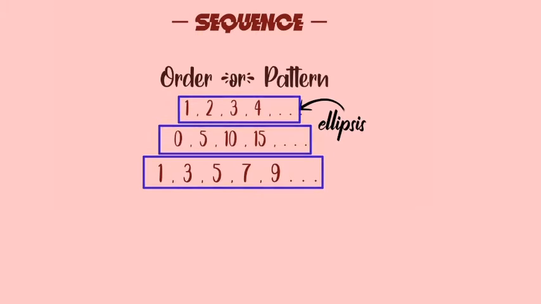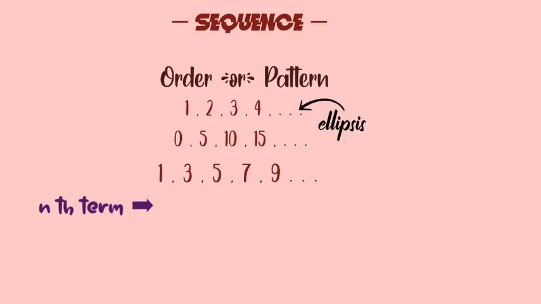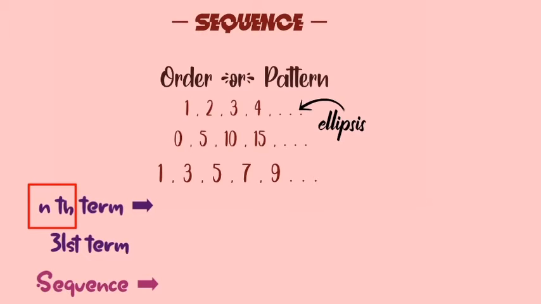First, how do you find the nth term of a sequence? And second, how do you define the sequence? What do I mean when I say the nth term? Say I ask you the 31st term of the sequence. You have no time to write all the 31 terms to find that out.